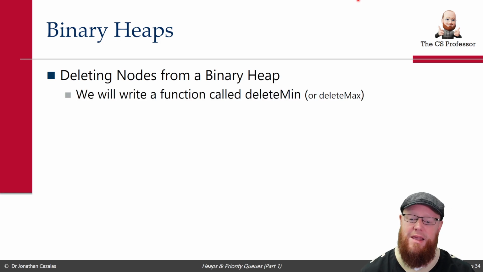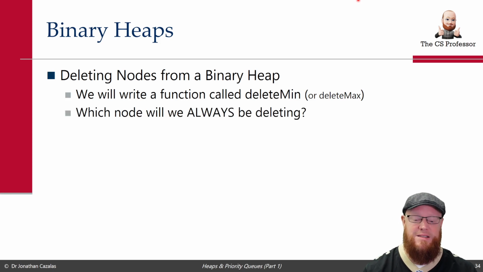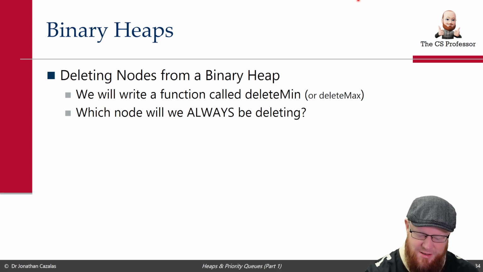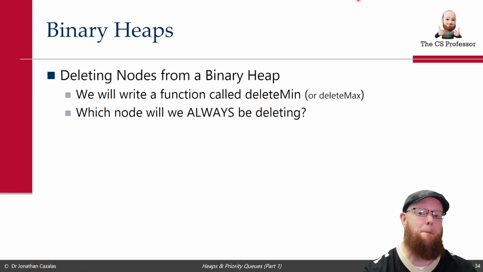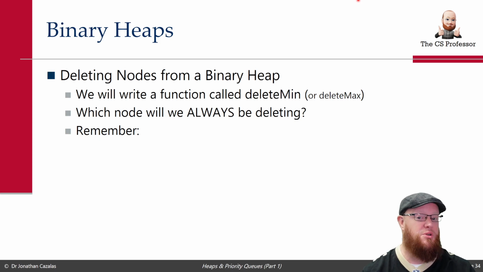What about now deleting nodes from a binary heap? We want to write this method called delete min, or delete max if it's a max heap. Which node will we always be deleting? This is not meant to be challenging. You're like, wait, oh yeah, it's going to be a max heap. So I'm going to always delete the maximum node from that heap, which is where?